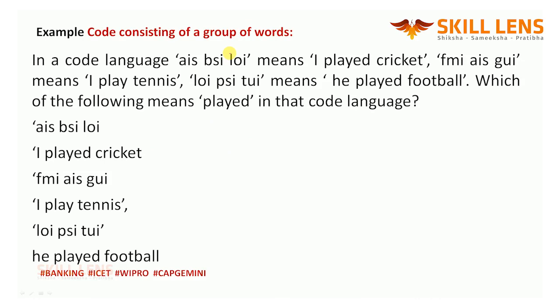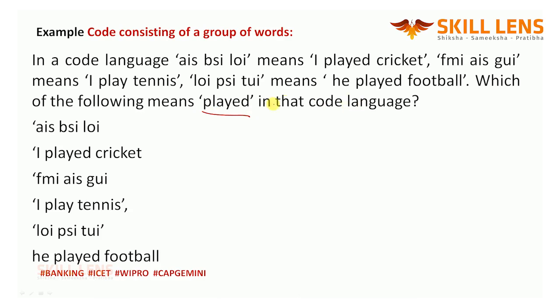Okay, guys, if you closely observe in this question, there is a group of words given. In a certain code language, AIS, BSI, LIO means I played cricket. FMI, AIS, GUI means I play tennis. LOI, PSI, TUI means he played football. Which of the following means played?